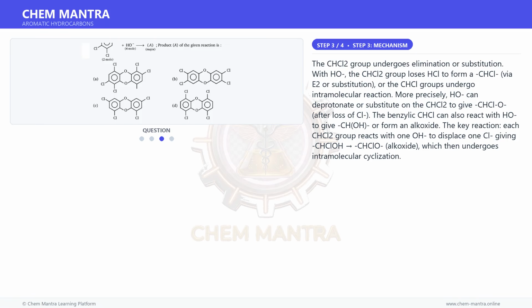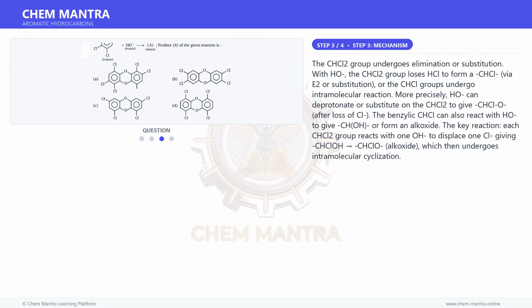The CHCl2 group undergoes elimination or substitution. With HO, the CHCl2 group loses HCl to form a CHCl via E2 or substitution, or the CHCl groups undergo intramolecular reaction. More precisely, O can deprotonate or substitute on the CHCl2 to give CHClO after loss of Cl. The benzylic CHCl can also react with HO to give CH or form an alkoxide.